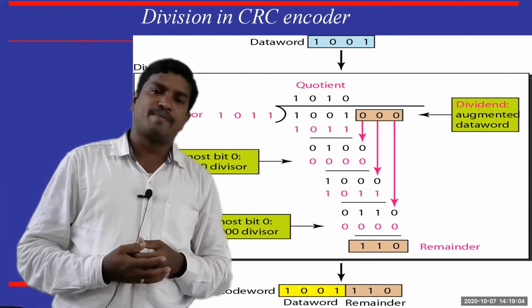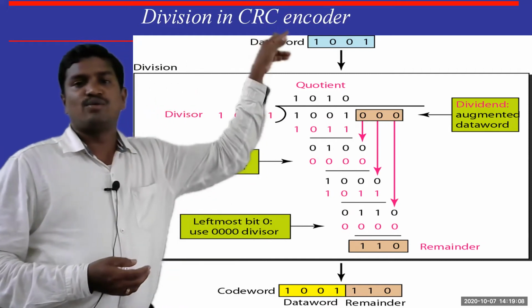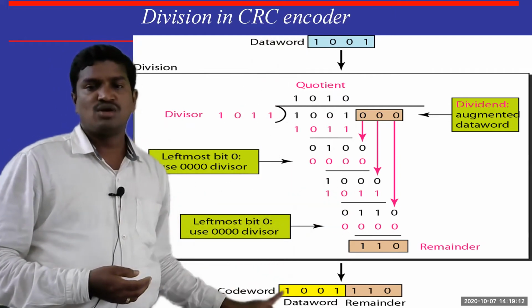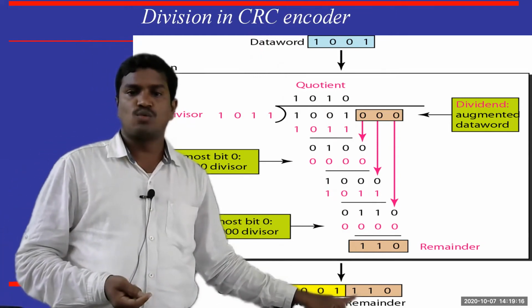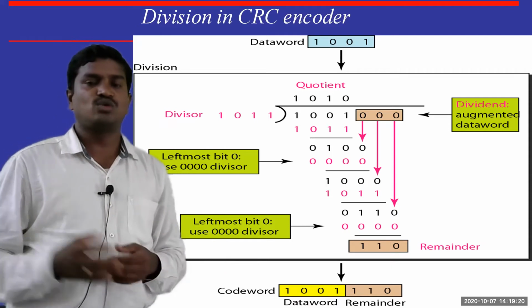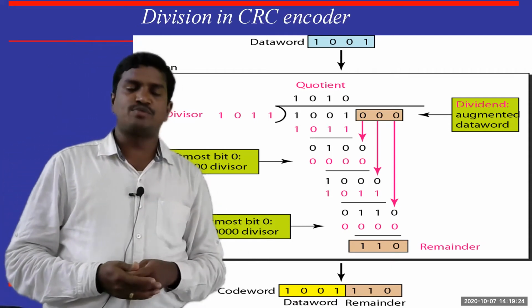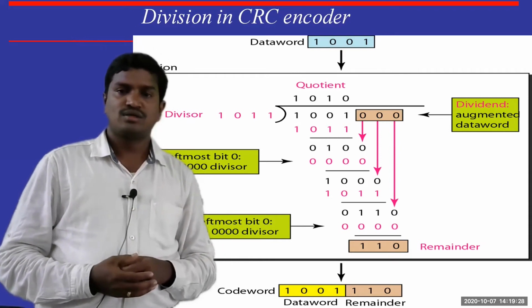Now the code word is prepared by the sender. The code word is the data word combined with this remainder. What is the data word? 1001 is the data word and the remainder is 110. These two are merged, combined, and that is what is sent to the receiver. This way the division process works in the encoder program of the sender.